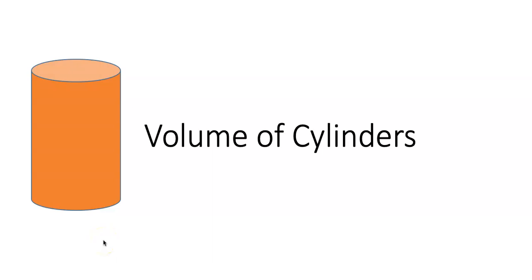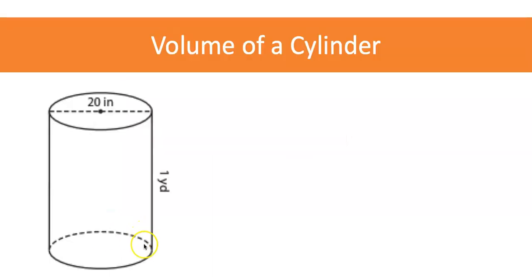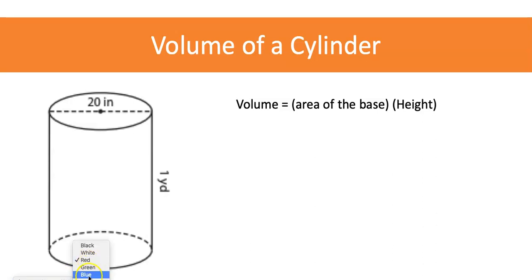In this video, we're going to practice finding the volume of different cylinders. Here's the first example. To find the volume of a cylinder, we can use the formula that we've been using for the volume of prisms. And that formula is area of the base multiplied by the height.